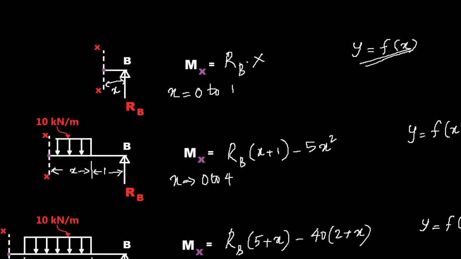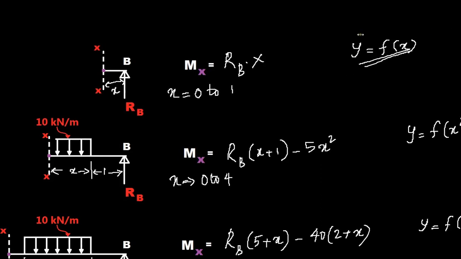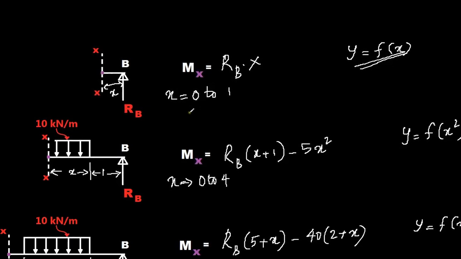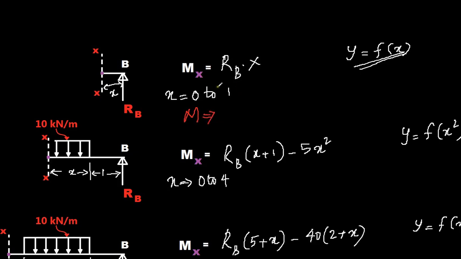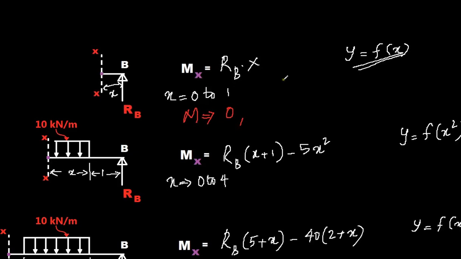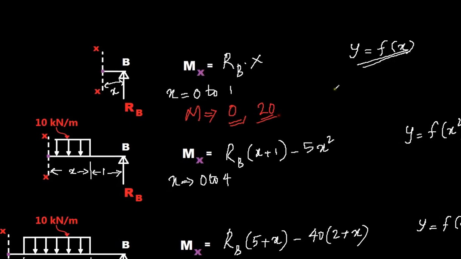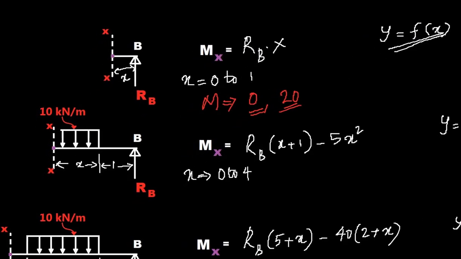Now from the first equation you can calculate for the value of x ranging from 0 to 1. You have moments ranging from, at 0 moment is 0, and at 1 RB is 20, therefore you have moment 20. So this is the first moment and this is the second one, and this forms a linear relation.